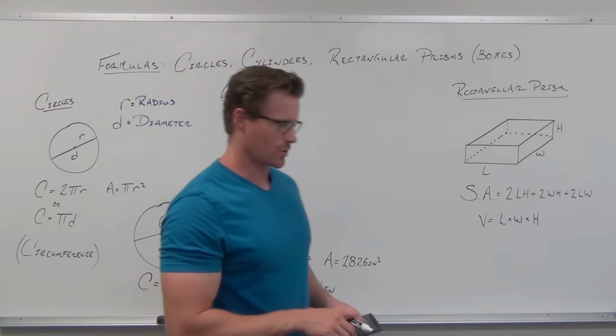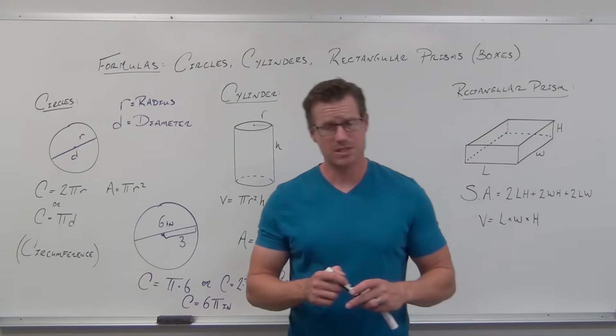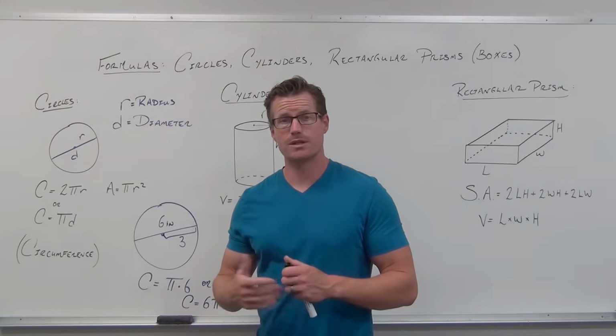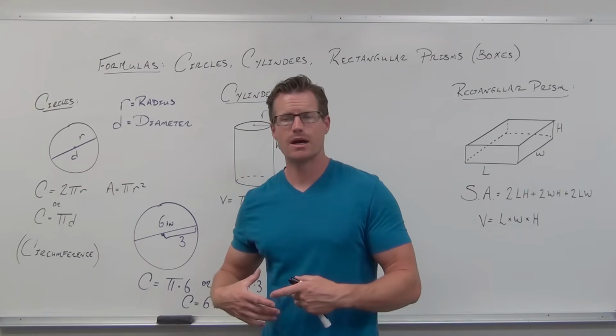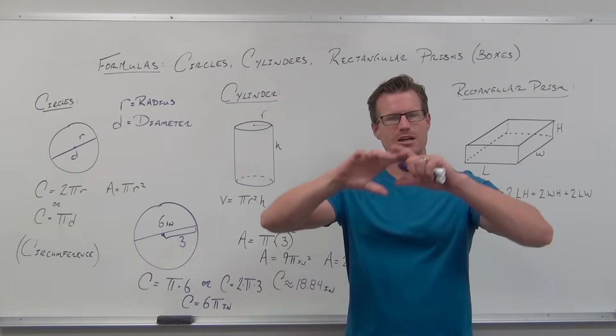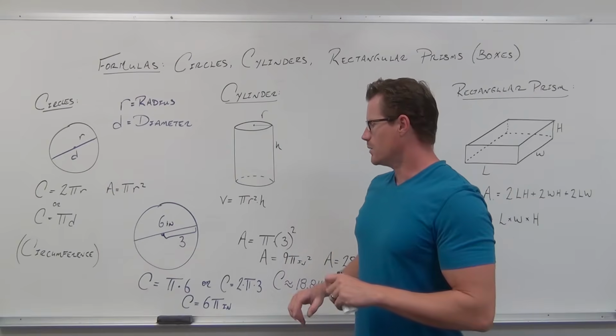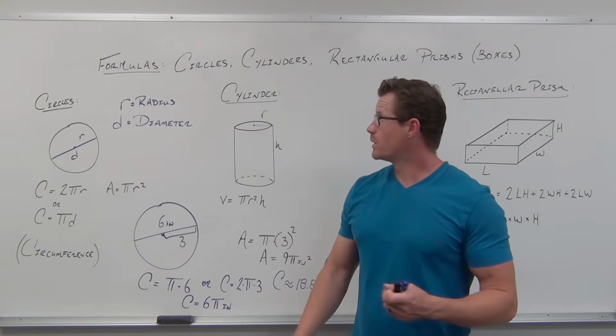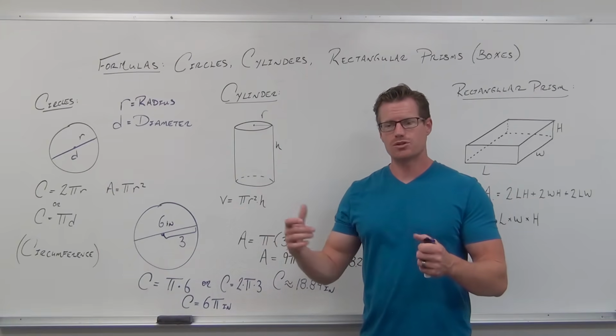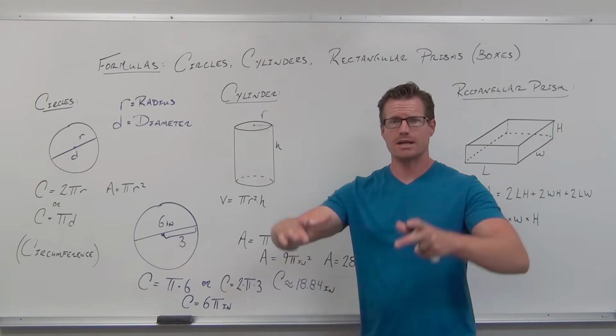So that's how circles work. Circles are related to this number pi. You need to know the radius or the diameter, figure out the radius to find the area. You can find the circumference, the idea of perimeter, but in a circle form, using just the diameter.